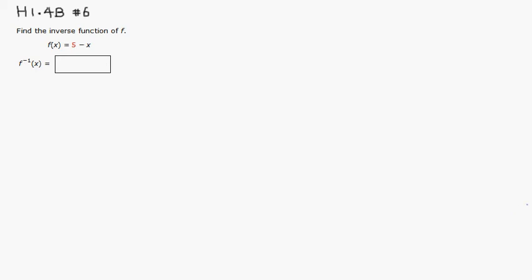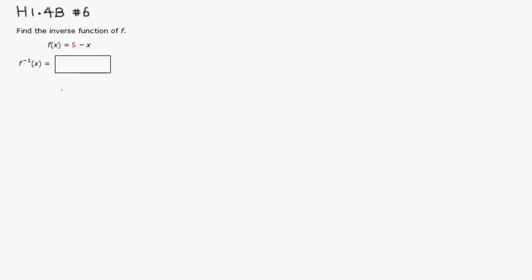Okay, let's go over homework 1.4b, number 6. Right, so f of x is given as 5 minus x, and we want to find the inverse function. Since we haven't talked about the formal way of finding the inverse, I'm going to use the informal method. Right, so this only works when the function is fairly simple.